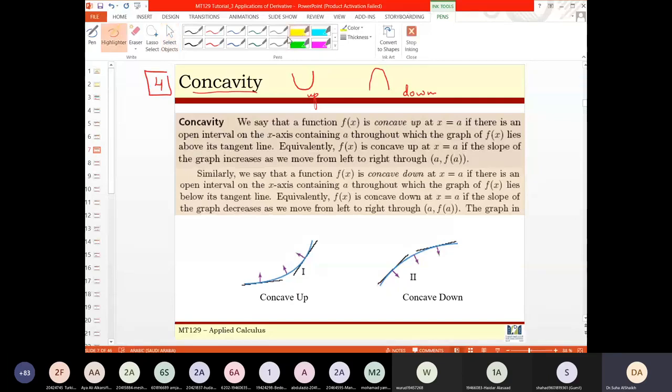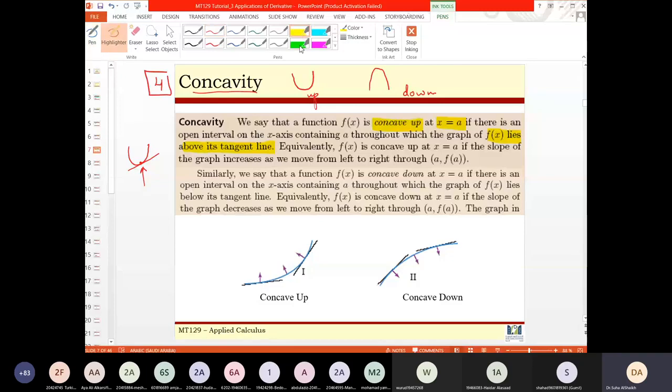So the concavity now. As we said, the function can be concave up, the function can be concave down. We say that the function is concave up at a point x equal to a if there is an open interval around this a where the function f of x lies above its tangent line. If this is my function and this is the tangent line, my function is above the tangent line, so my function is concave up. It makes sense, right? My function is above the tangent line.